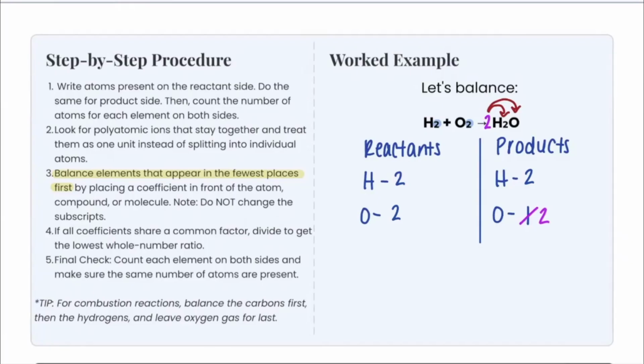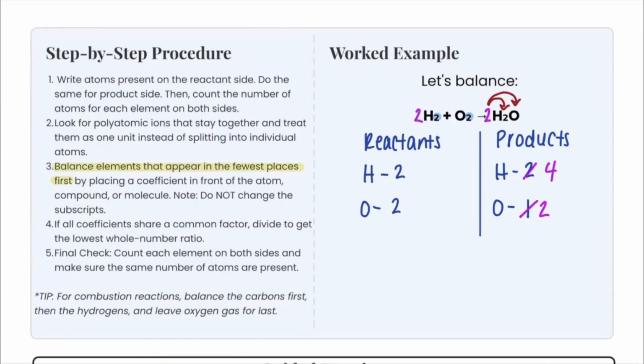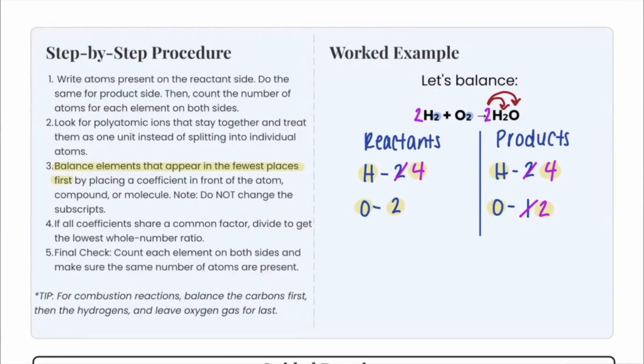So now that we have 4 hydrogens on the right, we have to fix that by balancing the reactant side. How do we do that? Well, you see, if we add 2 in front of the H2 on the left, 2 times 2 makes 4. So now let's double check what we have. On the left, we have 4 hydrogens, and on the right, we also have 4 hydrogens. On the left, we have 2 oxygens, and on the right, we also have 2 oxygens. Well, our equation is balanced.